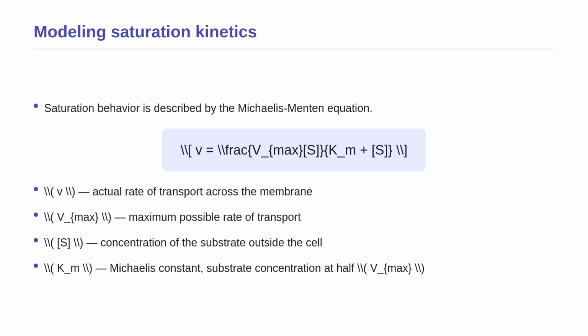This saturation behavior is perfectly described by a famous mathematical model called the Michaelis-Menten equation. Let us break down what each part of this formula means. The variable v represents the actual rate of transport happening right now. Vmax stands for the maximum possible rate of transport, which occurs when every single protein is busy. The term [S], in brackets, represents the concentration of the substrate, which is the molecule waiting outside to be transported.